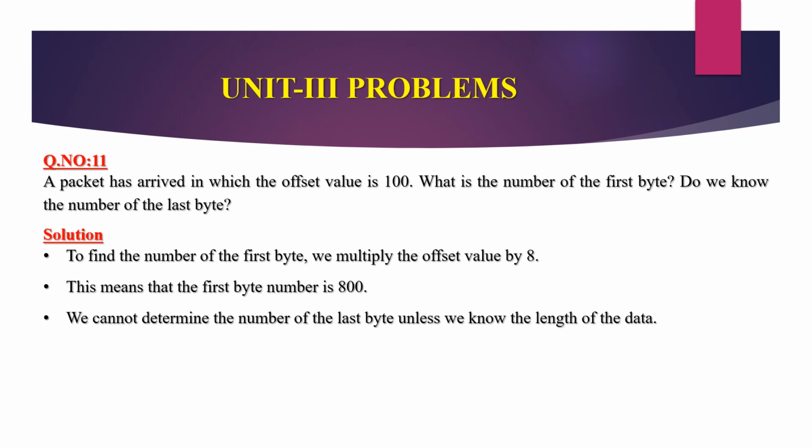The solution is, to find the number of the first byte, we multiply the offset value by 8. This means 100 into 8, that is 800. The first byte number is 800. We cannot determine the number of the last byte unless we know the length of the data. They have given only the offset value, so we multiply 100 by 8 to get 800.